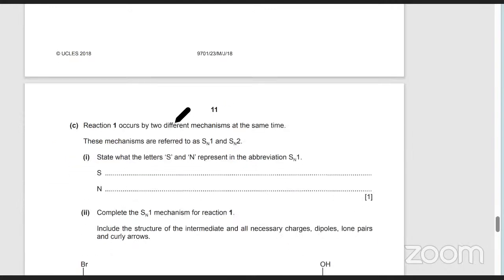Now reaction 1 occurs by 2 different mechanisms at the same time. The mechanisms are referred to as SN1 and SN2. What is the letter S? So SN1, what does S stand for? Substitution और N क्या होता है? Nucleophilic. ठीक है, substitution, nucleophilic.